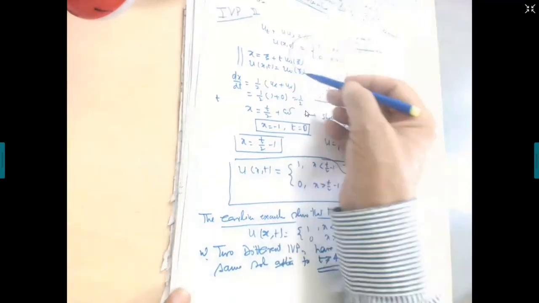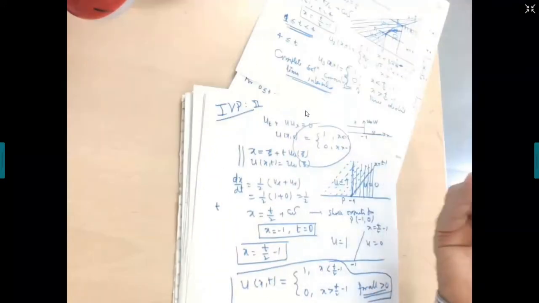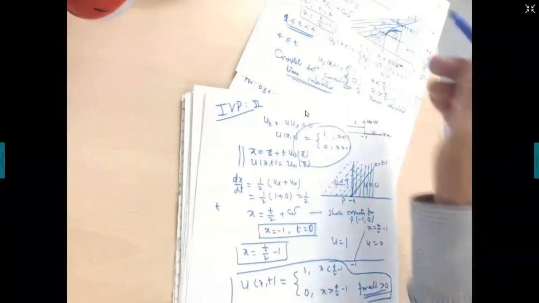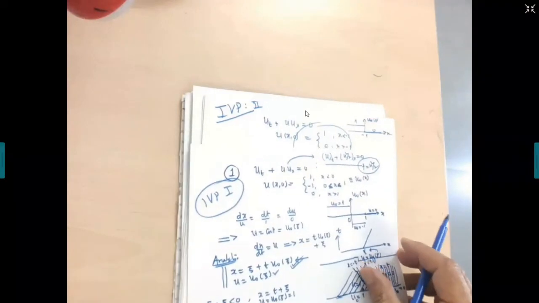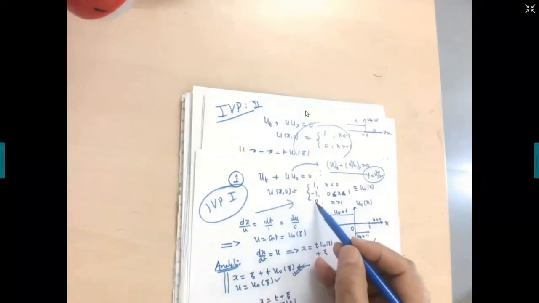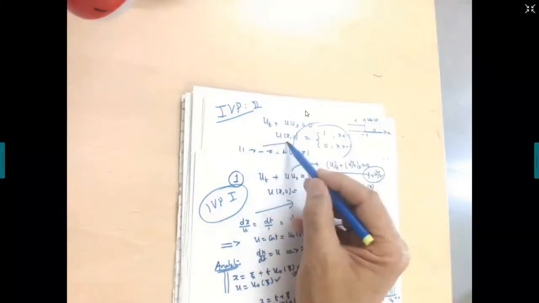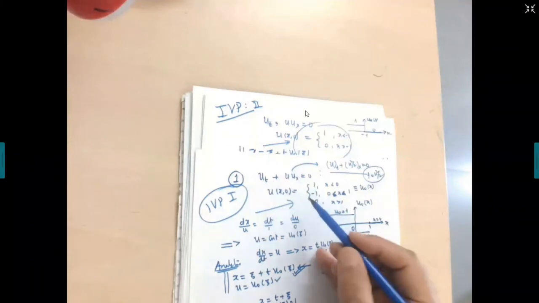The differential equation remains the same, but the initial conditions are different, right? In these two initial value problems, look at the initial condition. For one, the initial condition was this. Here, the initial condition is this. Is that right?